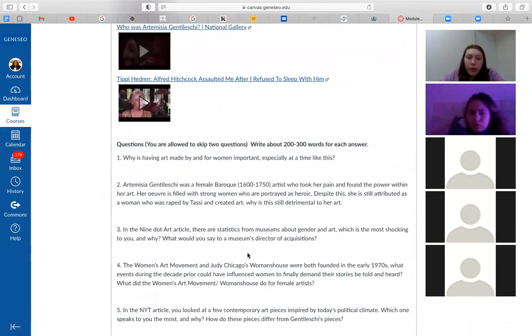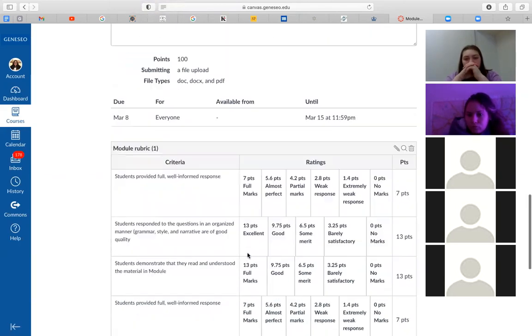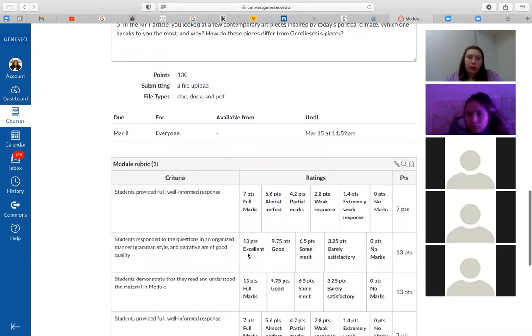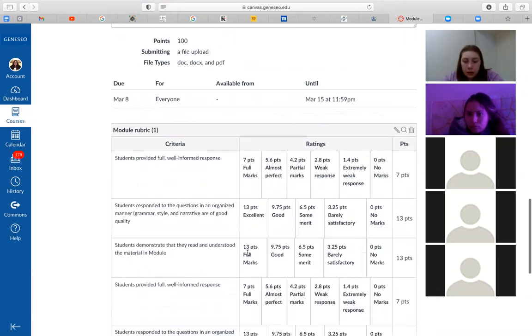And then there are questions. There are 5 questions in total. You're allowed to skip 2, so you have to answer 3 questions. Okay, so I'm expecting 3 questions. Each question response should be about 200 to 300 words. So in total, you're going to have something like 600 to 900 words for your entire work. And here I have the rubric that we will be marking you with once you submit.